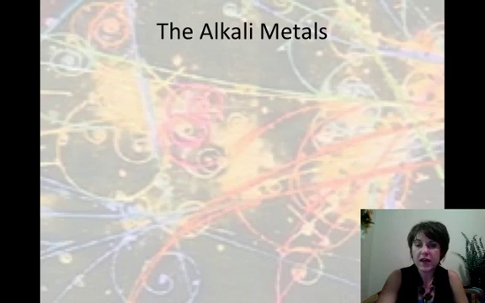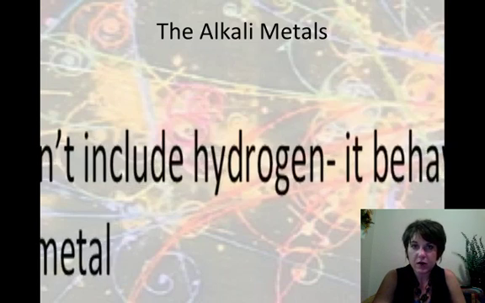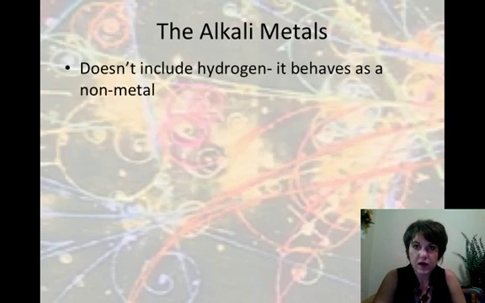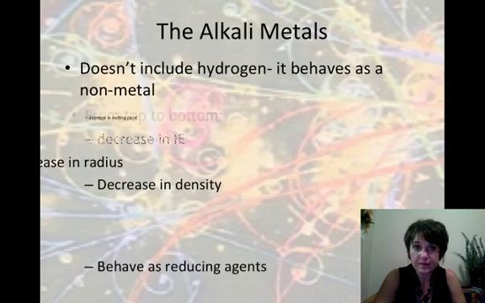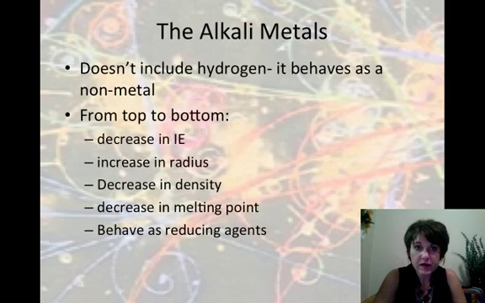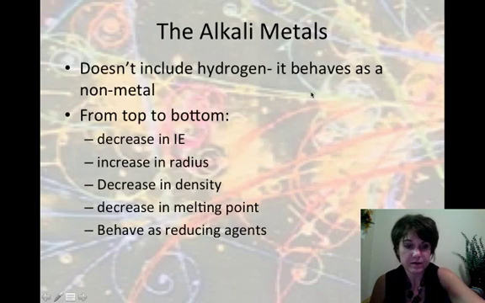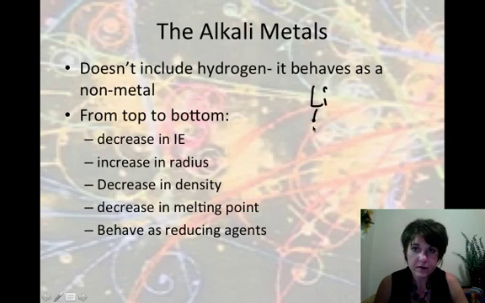So let's look at alkali metals. Group 1 is the alkali metals. They have only one valence electron, kind of like hydrogen. But hydrogen's not included as an alkali metal because it's not a metal, it's a gas, right? It behaves as a non-metal. So here's what we know. From top to bottom, we could list these. We have lithium, sodium, potassium, rubidium, cesium, and francium.